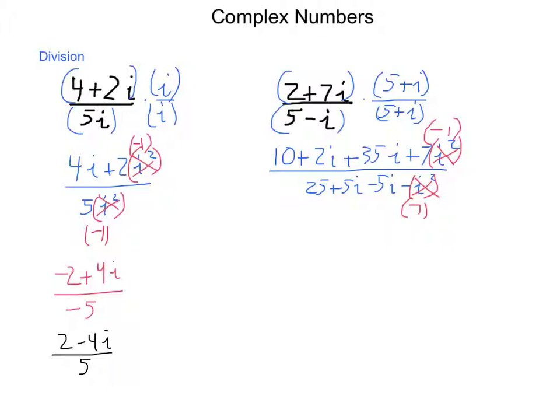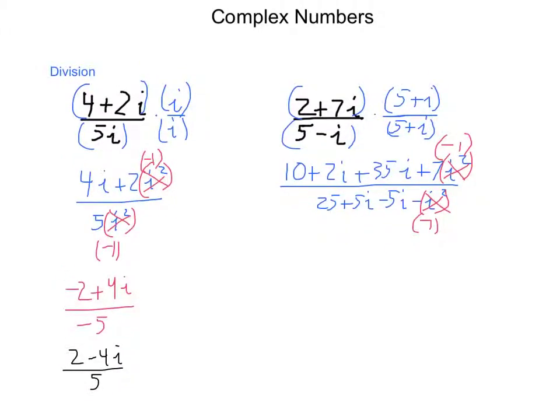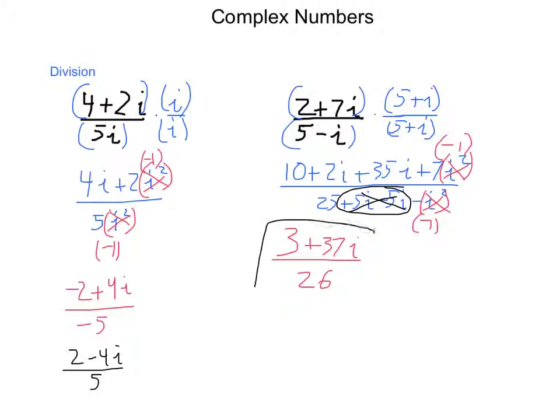I would get 9, oh sorry, let me go through and correct that. I have 10 and negative 7 giving me 3. 2i and 35i is 37i. In my denominator, this plus 5i and minus 5i add to nothing. 25 plus a negative 1 gives me a new denominator of 26. And here is my equivalent simplification of that complex number.